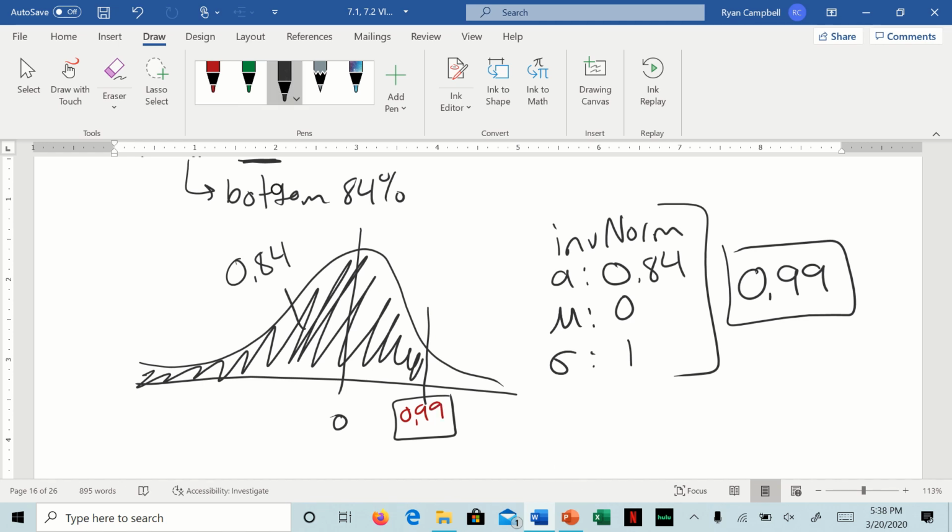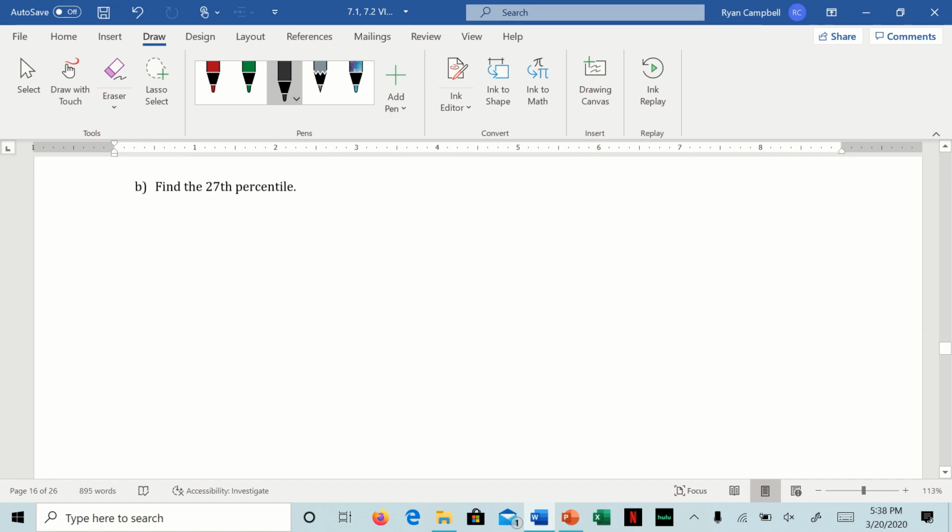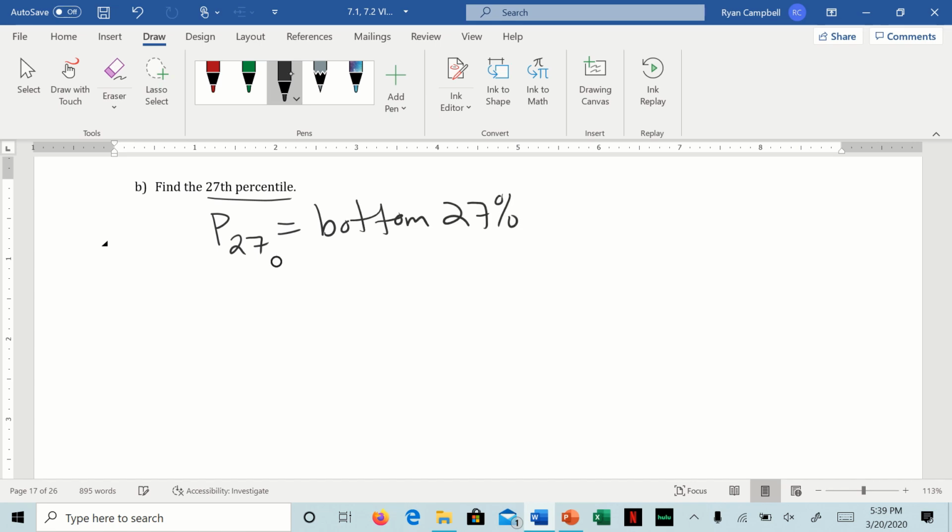All right. Let's do maybe one more. We'll see. So find the 27th percentile. Another way to say that is P27, right? And so the 27th percentile is just going to be the bottom 27%.